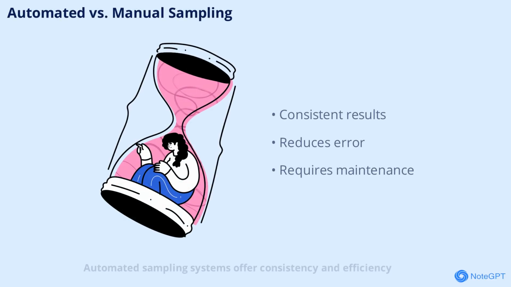Automated sampling systems offer consistency and efficiency, reducing the risk of human error. However, manual sampling remains valuable for flexibility and troubleshooting. Both methods require validation to ensure they do not introduce significant changes in dissolution rates. Proper cleaning and maintenance are essential for both approaches to maintain data integrity.